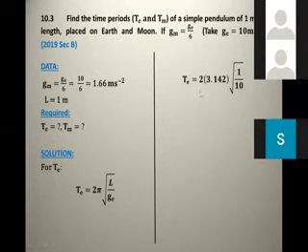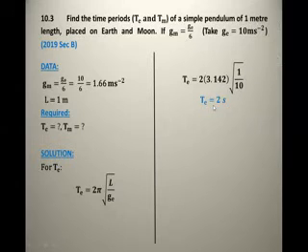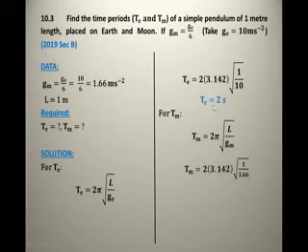So T is equals to 2 into 10 raised to 2 multiplied by 3.142 root 1 over 10. Okay. Now the final answer is 2 seconds. Then tell me what about the time period on Moon? Ma'am, same formula will be used. Okay, we will use the same formula, but instead of g we will put GM.